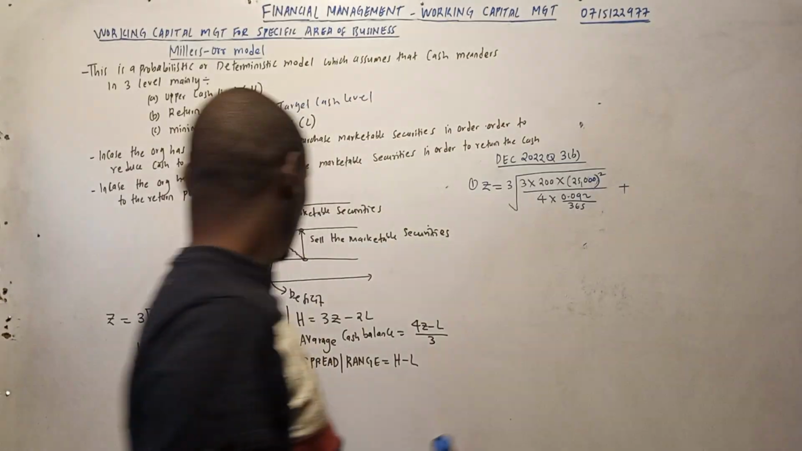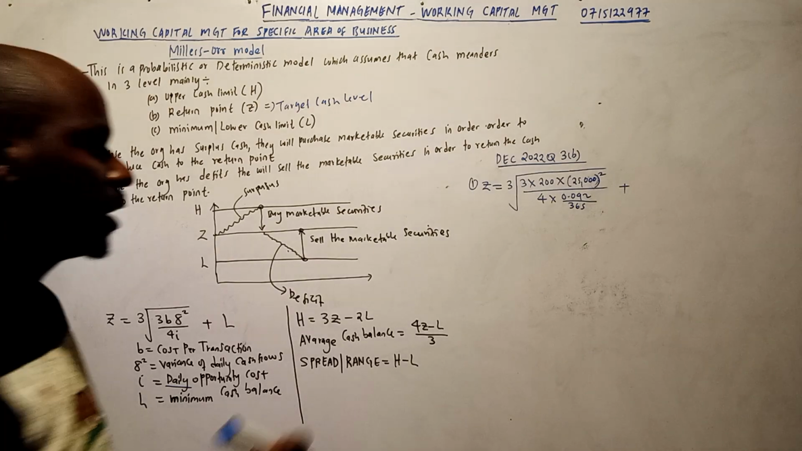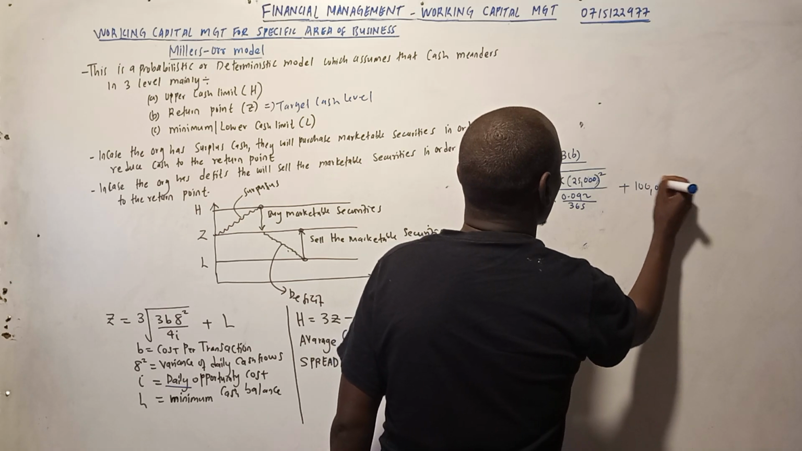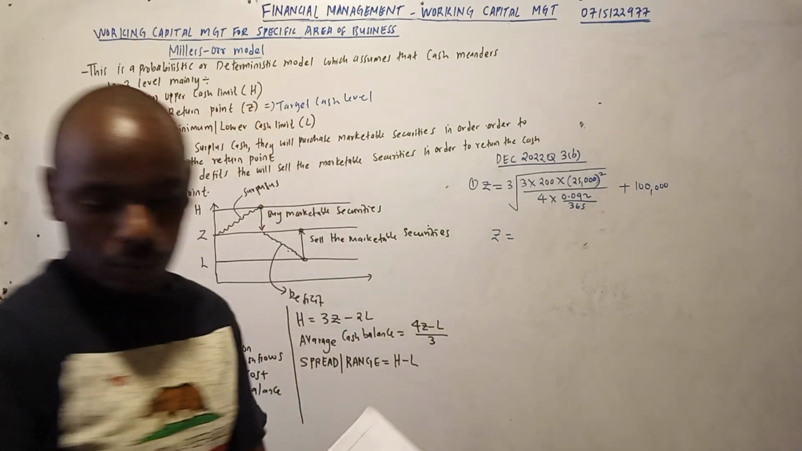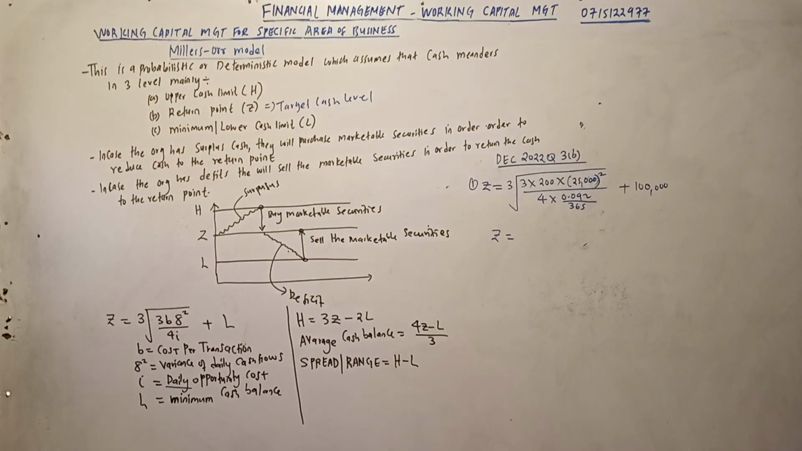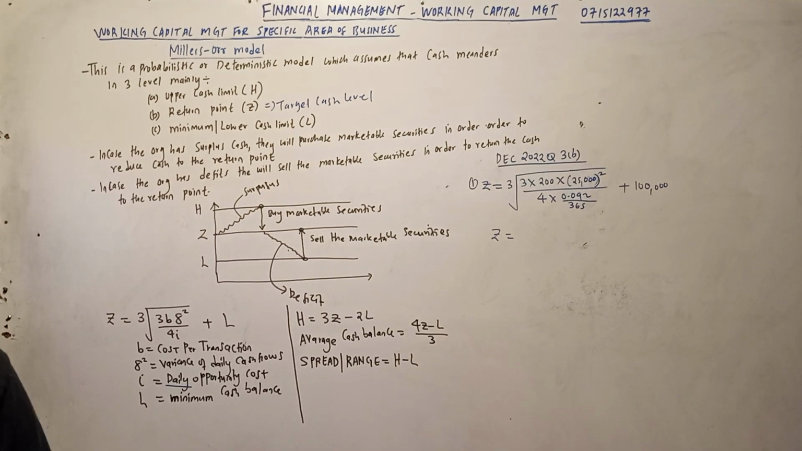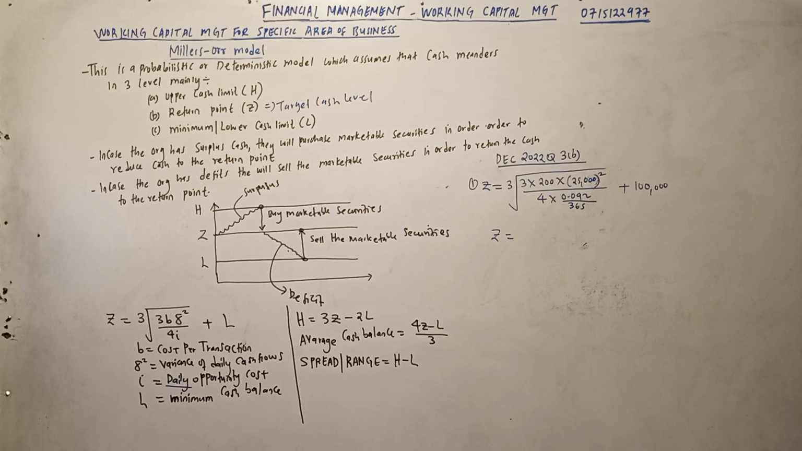Now the minimum balance ni L. So the minimum balance pale anatuambia is 100,000. So what will be the value of that amount? Let us use our calculator now. Open imefika. We need to use the calculator. Aya. Let us try.